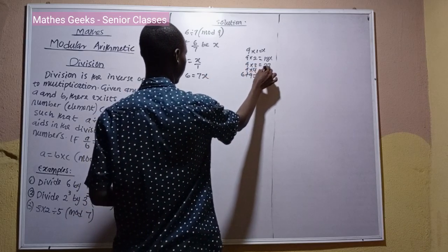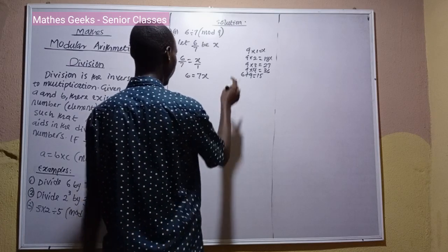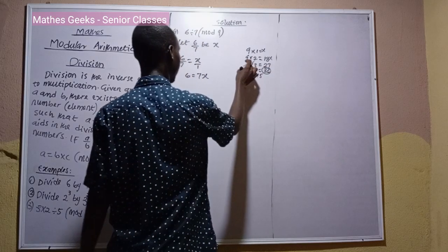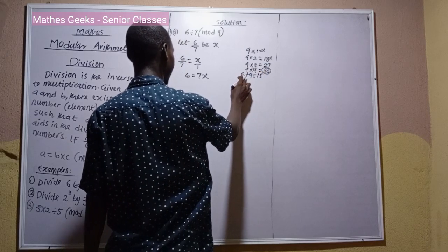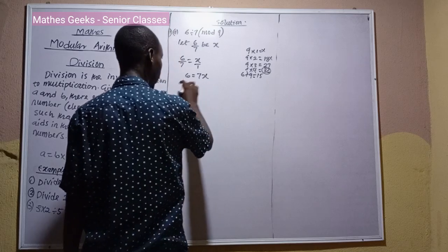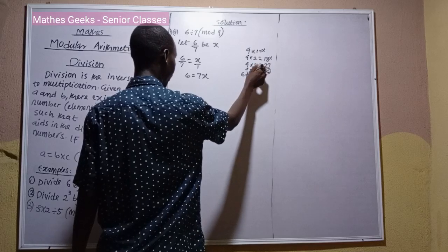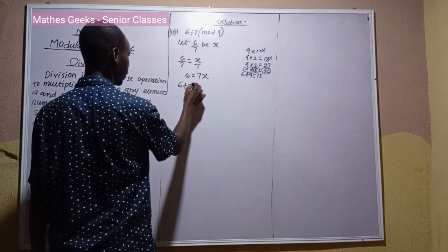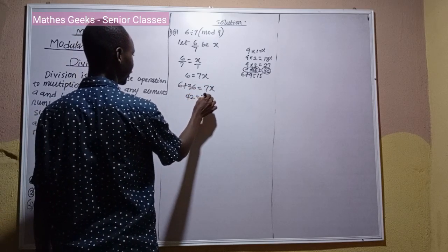Let's try 9 times 4, 36. 36 plus 6 is 42. 42 is divisible by 7, so we go with this multiple. So the multiple of 9 that, when added to 6, is divisible by 7 is 36. So we're going to go with 6 plus 36 equal to 7x. This will give us 42 equal to 7x.